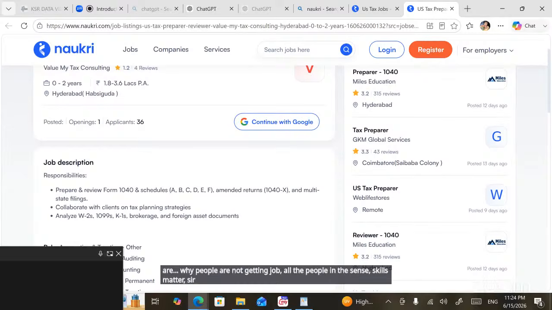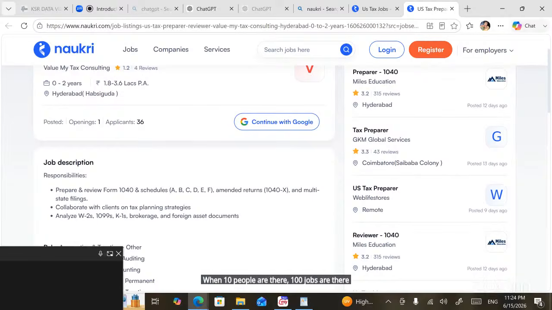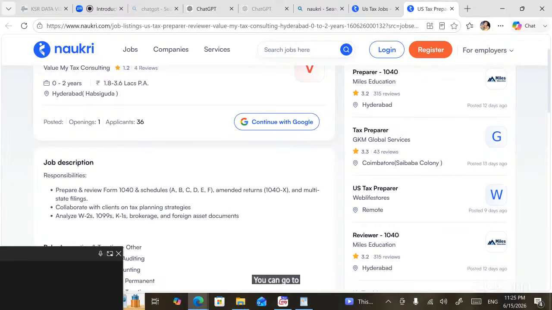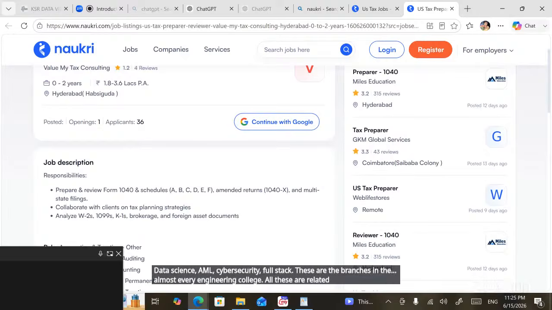When 10 people are there and 100 jobs are there, everyone will get a job. But now one job is there and 100 people are fighting for it. Out of that, the companies will try to filter the best candidate, right? You can go to any BTech, sir. Show me all these branches: computer science, IT, data science, AML, cyber security, full stack. These are the branches in almost every engineering college. All these are related to IT jobs only, right?